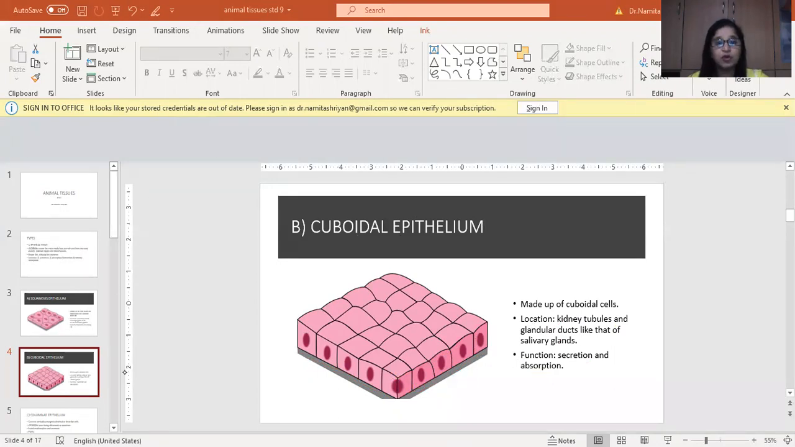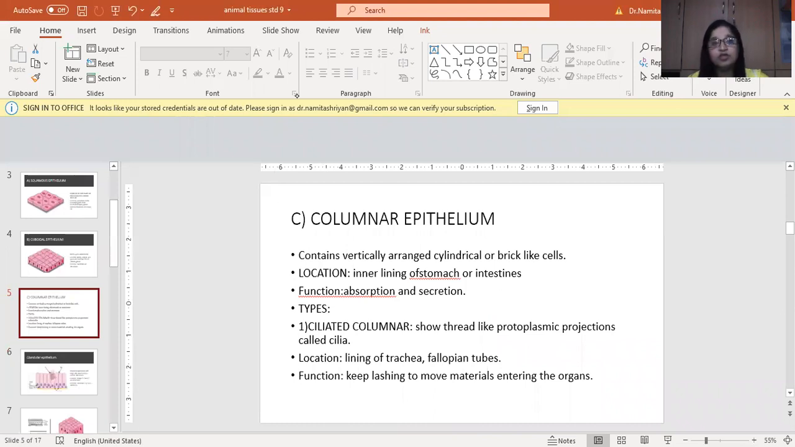All right, we go on to the third type. As I had told you earlier, after flat and cuboidal, we had talked about the columnar epithelium. So let us know about the columnar. Columnar means column-like, like pillars. So it contains vertically arranged cylindrical or brick-like cells. So you will get to see the arrangement of cells in this way, placed over the basement membrane, and you will be seeing a little basal nucleus present here.